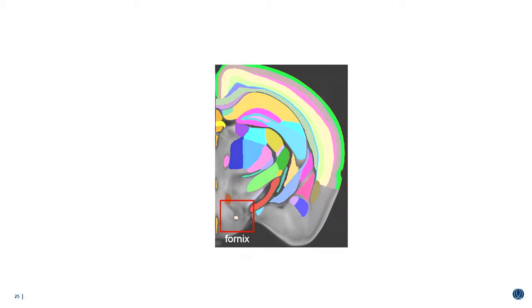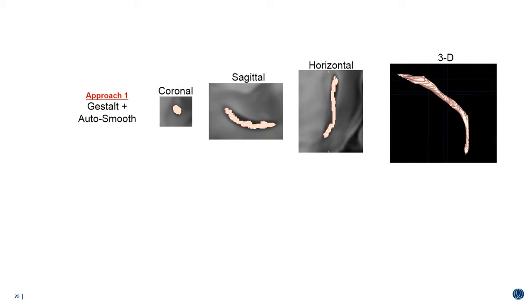We're going to take the fornix as a little case example. The first approach is to draw the gestalt and employ an auto-smoothing algorithm. This is what that would look like. If we draw every plate in the coronal plane for the fornix and say, okay, the gestalt is good enough, we're going to leave a little bit of lumpy features in the sagittal and horizontal planes and employ a back-end smoothing algorithm, what we're left with is something that is indeed smooth, but rather deformed. I'm just going to repeat that so you can see how it blows the structure out.